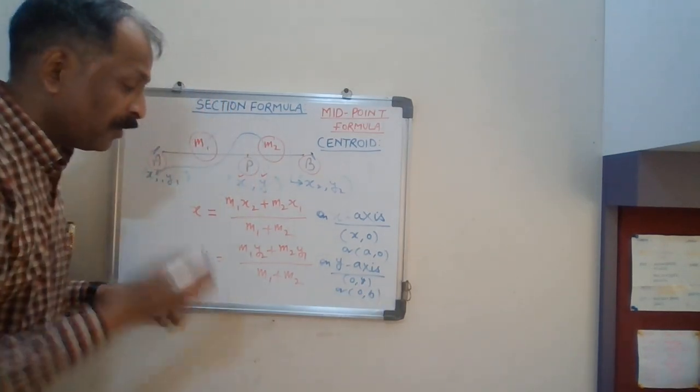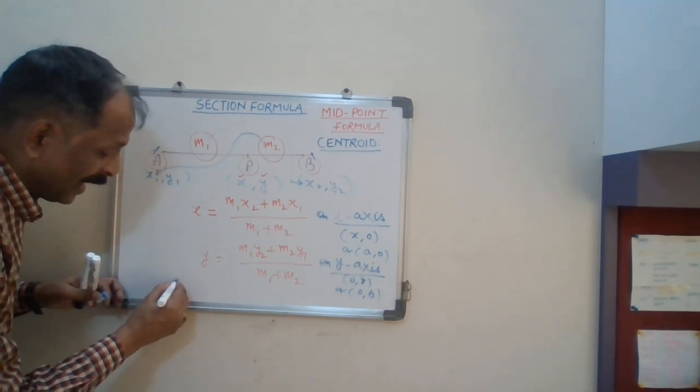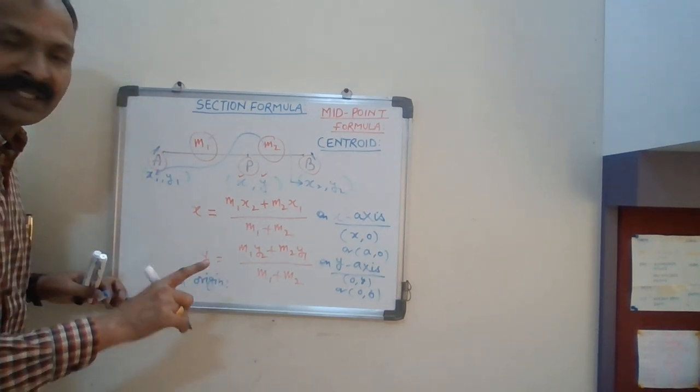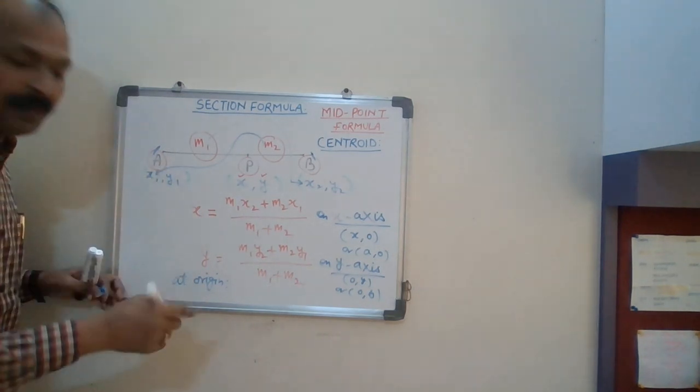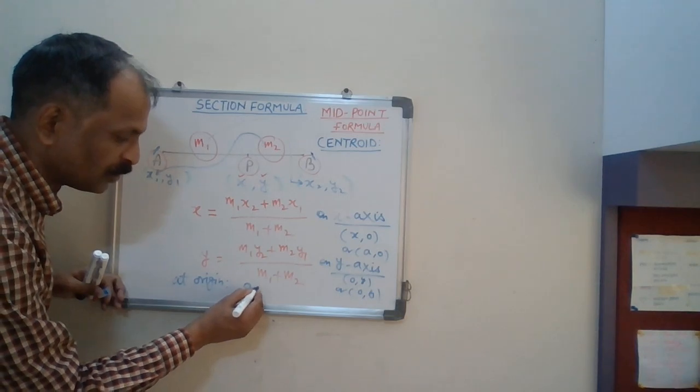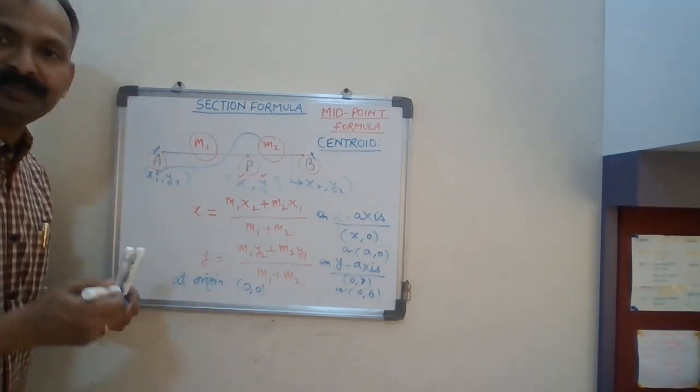When they say at origin, sometimes they may take any one of them at origin. So when A is origin, it will be 0, 0. All must be knowing, origin means 0 comma 0. You have to take 0 comma 0.